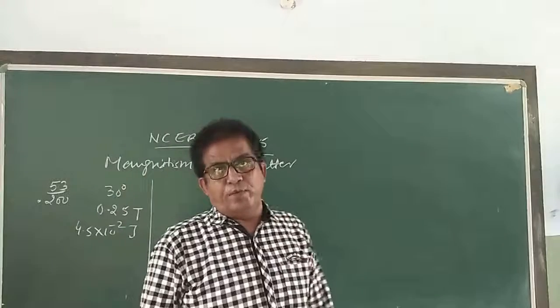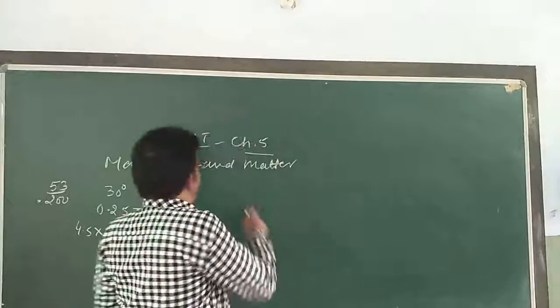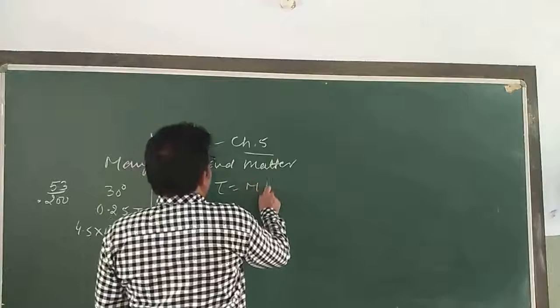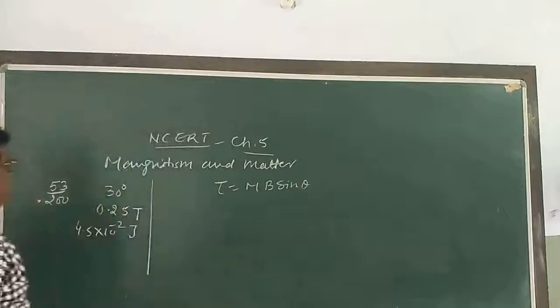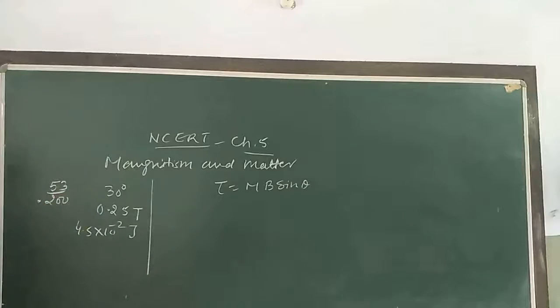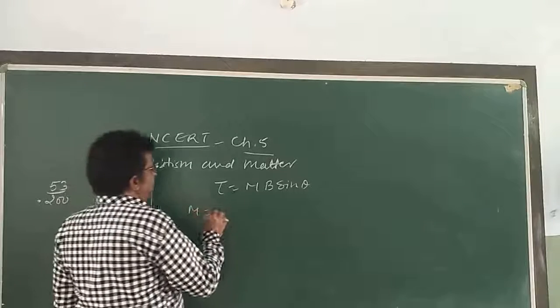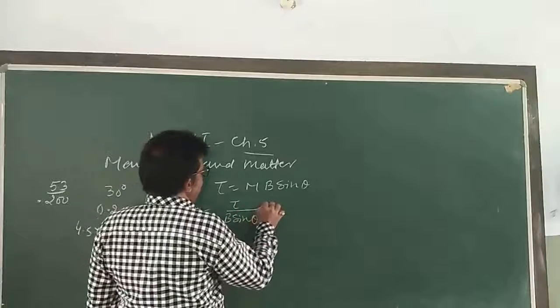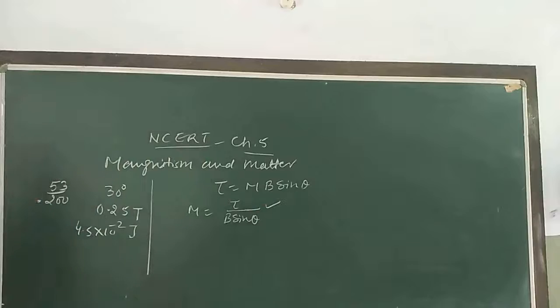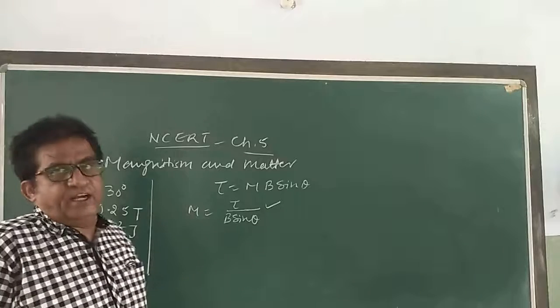Magnitude of the magnetic moment, my dear children: torque is equal to, we have derived the formula, mB sin theta. Torque is equal to mB sin theta. So if you want to find m, then it is torque divided by B sin theta. This is there. So dear children, put all the values. Torque you are having this, B this, and sin 30. Put the values here and get the answer.